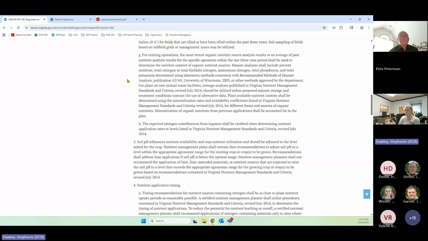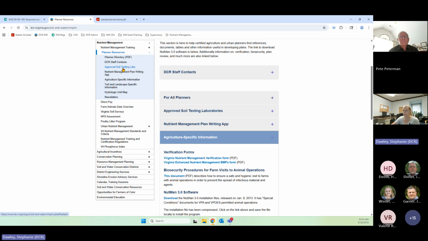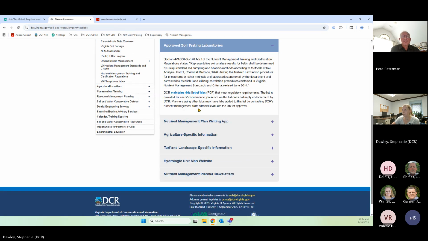So then we're going to also, if you're working on a farm that has manure applications, you want a soil test, and then you also want a manure analysis. Right now, for our soil testing side, I believe there are 13 or 14 approved labs. They're also, again, on our website here, our approved soil testing lab list. You go there, it'll bring that up.